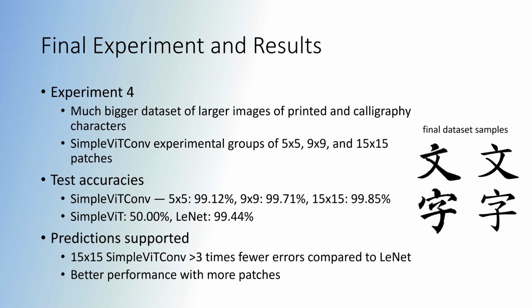These are my test accuracies. As can be seen, the original Simple ViT fails to learn anything, while the others all do fairly well. My predictions were supported. Simple ViT Conv with the greatest number of patches had an error rate over 3 times smaller compared to that of LeNet. There was also better performance with more patches.